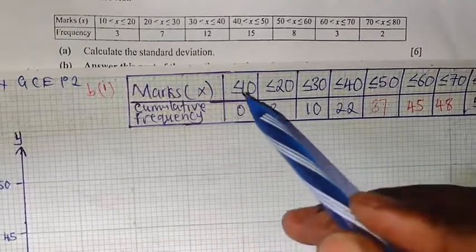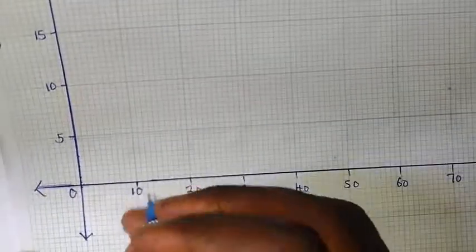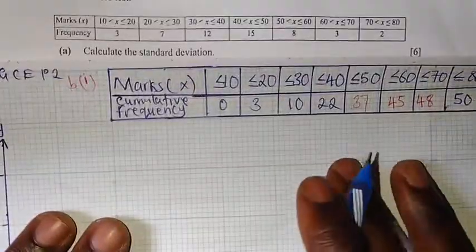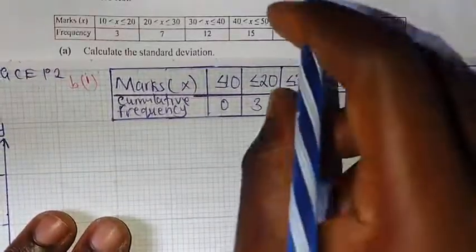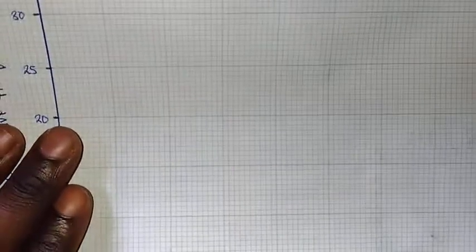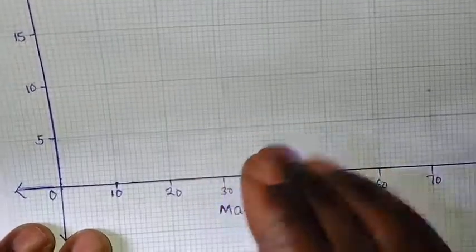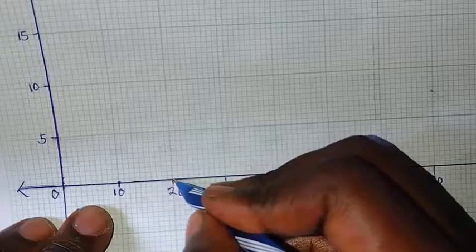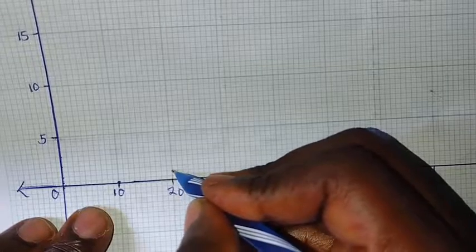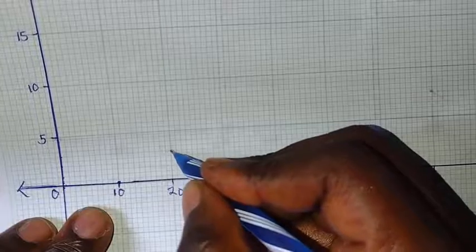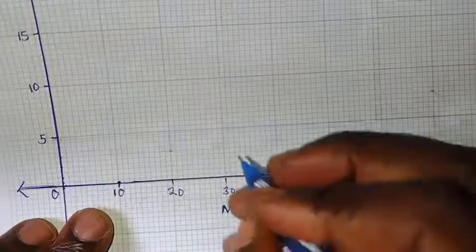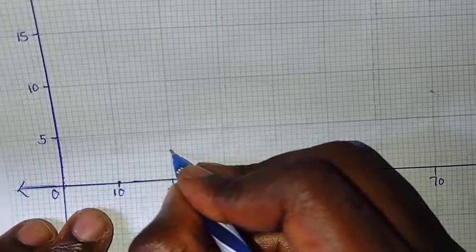The first point is 10, 0. So 10, 0 is just on this point. Then the second one, we are going to have 20, 3. So in the x-axis, 20 is right here. Since we are using 5 units here, we'll be using 2 boxes, we'll count them as 1. So this will be 1, 2, 3. This is where the point will be.